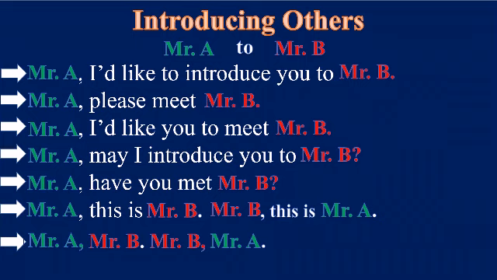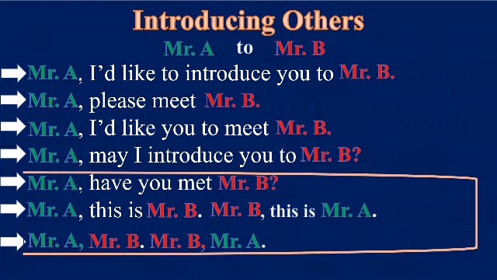If you take a look at all these expressions, the last three are different from the first ones. The last three, you can use them just for friends. So when you meet just friends, you say, this is that, Mr. A, this is Mr. B, Mr. B, this is Mr. A, or Mr. A, Mr. B, Mr. B, Mr. A.